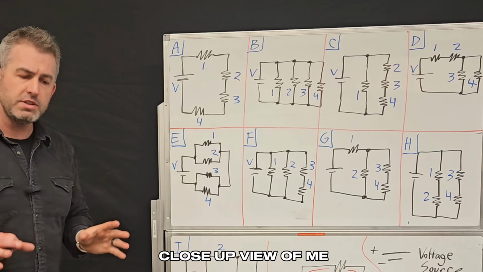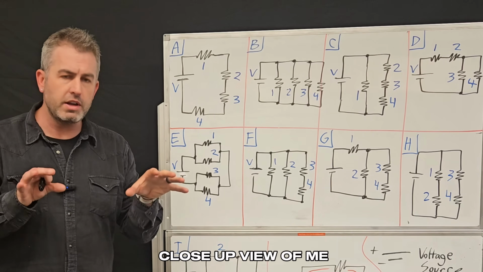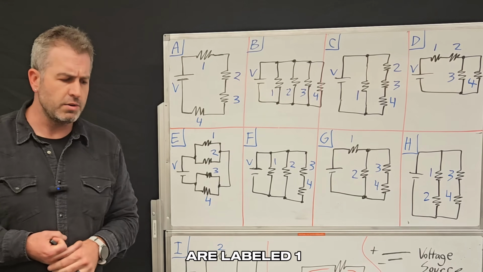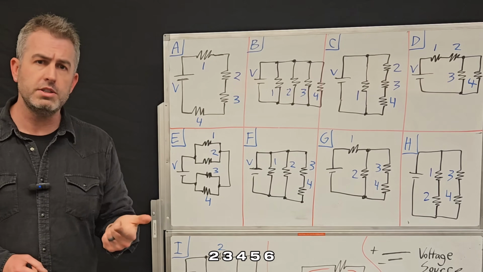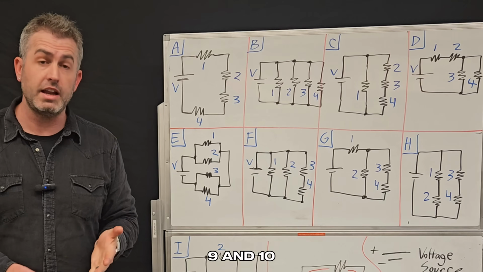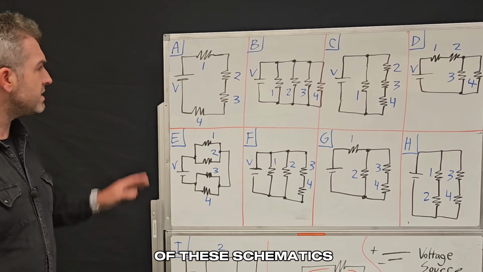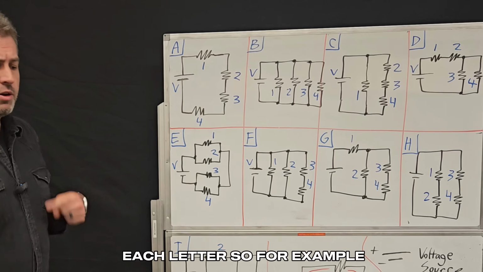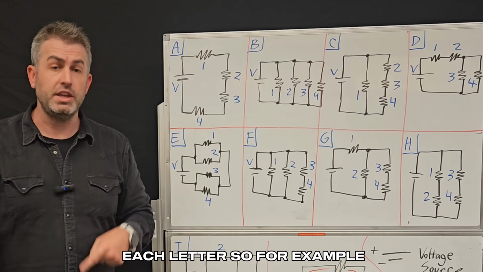And then what I'm going to do in this video is show a very close-up view of me unscrewing each bulb for each of the stations. So the stations themselves are labeled 1, 2, 3, 4, 5, 6, 7, 8, 9, and 10. And your job is, once you've drawn all of these schematics and labeled them with the letter, you're going to try to match each station with each letter.